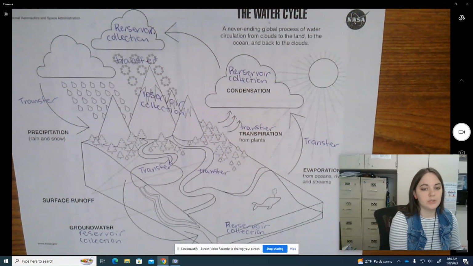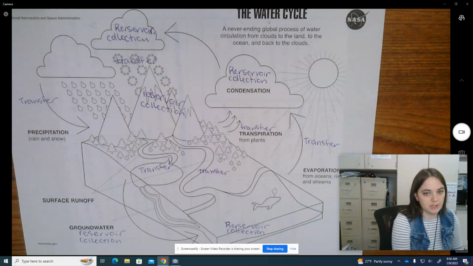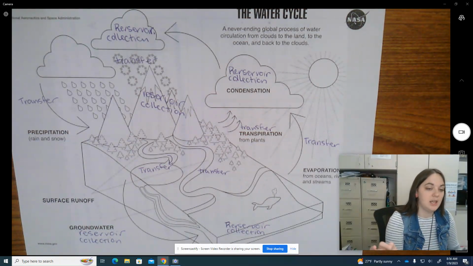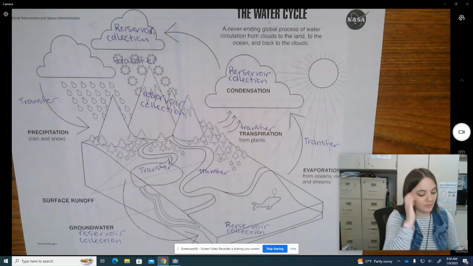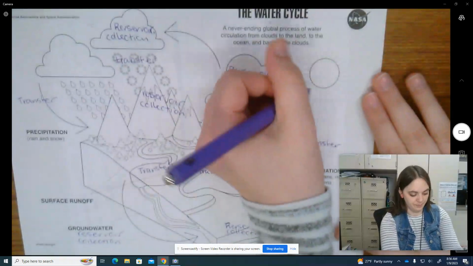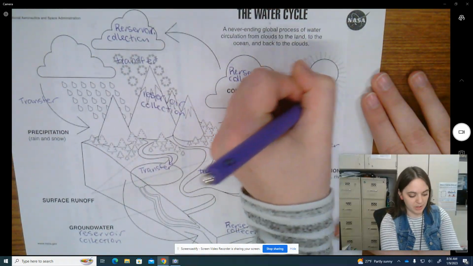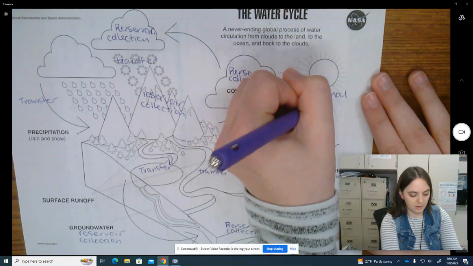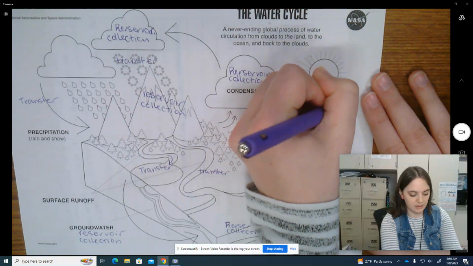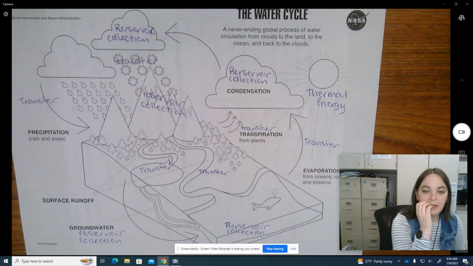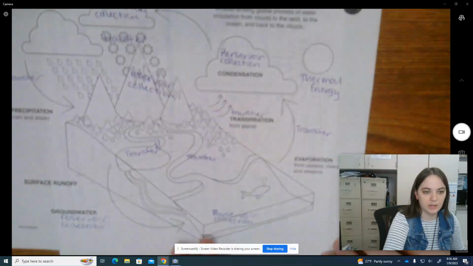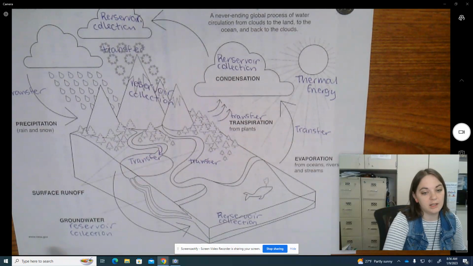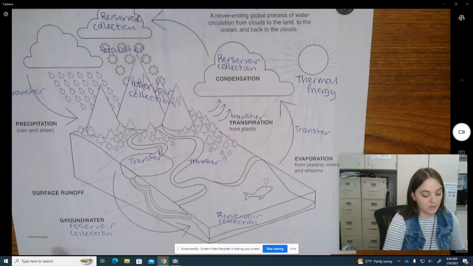Okay, the last thing that we're going to do is label our energies. Our first energy is thermal energy. Remember, all thermal energy comes from the sun, and all energy in the water cycle comes from the sun. So we're going to put thermal energy up here by the sun. And then I'm going to make a little key down here because I don't want to have to write out kinetic energy and potential energy so many times.